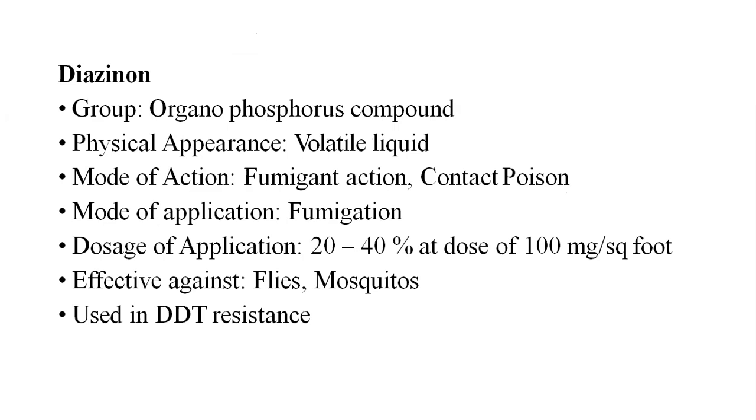Diazinon. It comes under the group organophosphorus compound. Its physical appearance is a volatile liquid. Its mode of action is fumigant action and contact poison. Mode of application: through fumigation. Dosage of application: 20 to 40% at a dose of 100 mg per square foot. It is effective against flies and mosquitoes. It is used in DDT resistance.